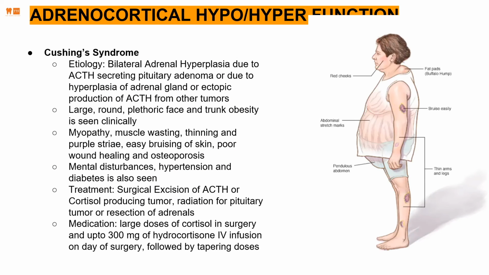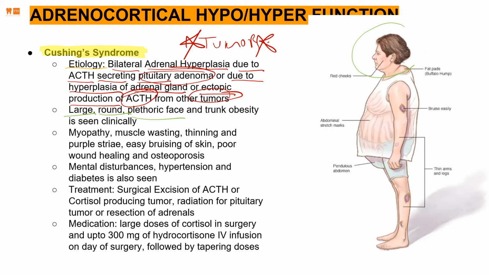Another disease, Cushing syndrome. We went through this a lot, so hopefully by this time you guys are ready with a short note on Cushing syndrome. If not, you can write this down. Etiology. We have bilateral adrenal hyperplasia due to ACTH secreting pituitary adenoma. So it's a tumor. That's the cause. Or due to hyperplasia of the adrenal gland itself, or ectopic production of ACTH causing hyperplasia of the adrenal gland because of tumors. Okay? It is actually going to have a large, round, plethoric face.